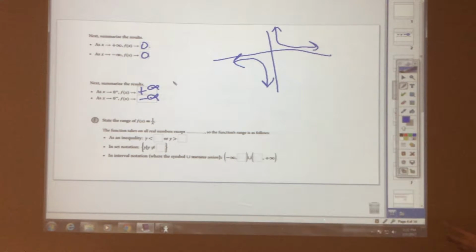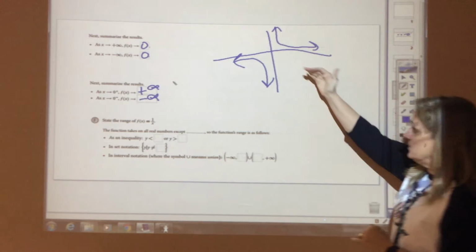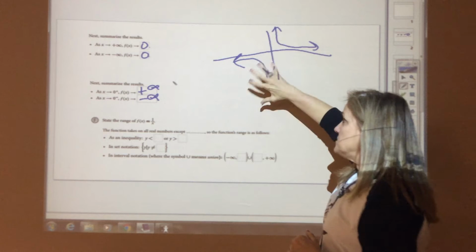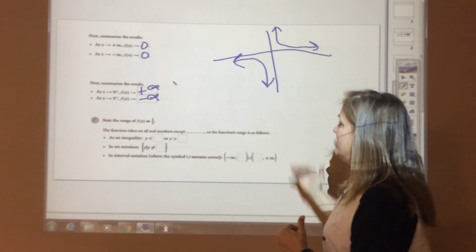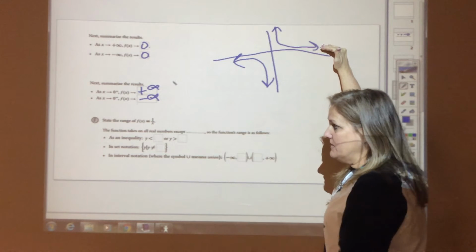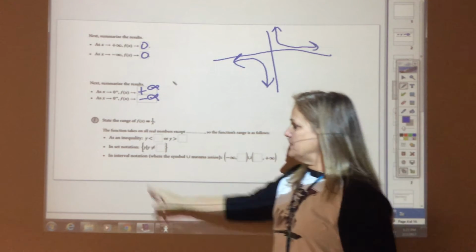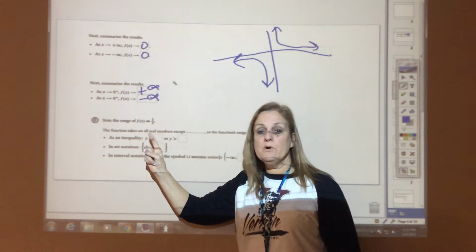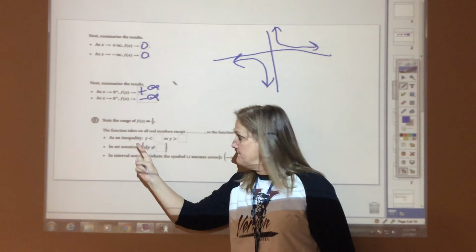Okay, we just did domain, so now we're going to talk about the range. Remember, range goes down and up. So actually our graph covers everything down and up except what? 0. So let's write it as an inequality. Now remember, range is y.